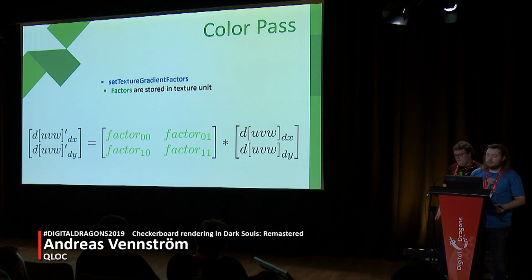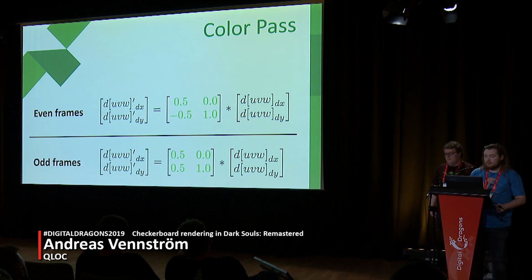This is the formula we used for adjusting the texture gradients. On the PS4 Pro, the factors in green are stored in the texture units and can be set with the set texture gradient factors function. The texture units have special functionality for applying this transform without any performance overhead. And here you can see the factors we use for adjusting the gradients on even and odd frames.